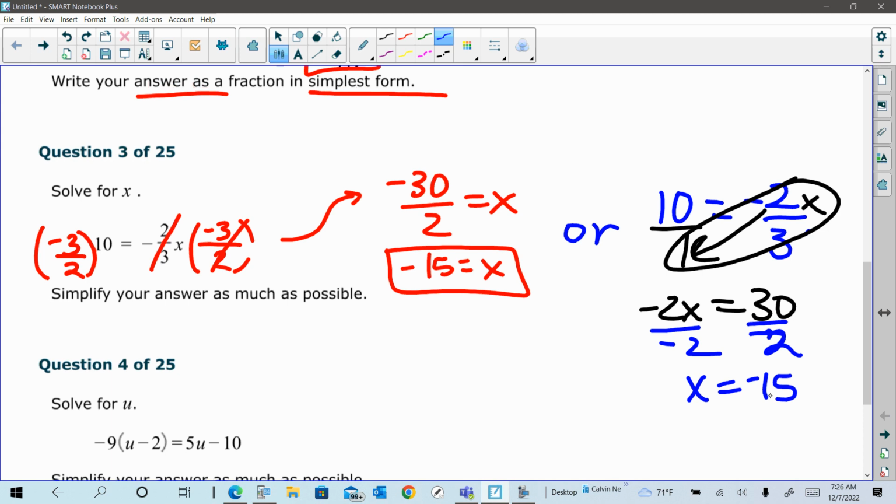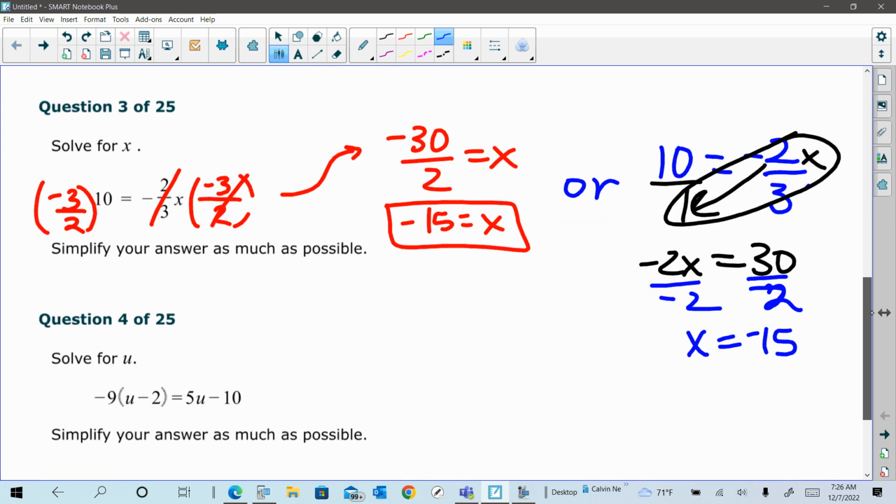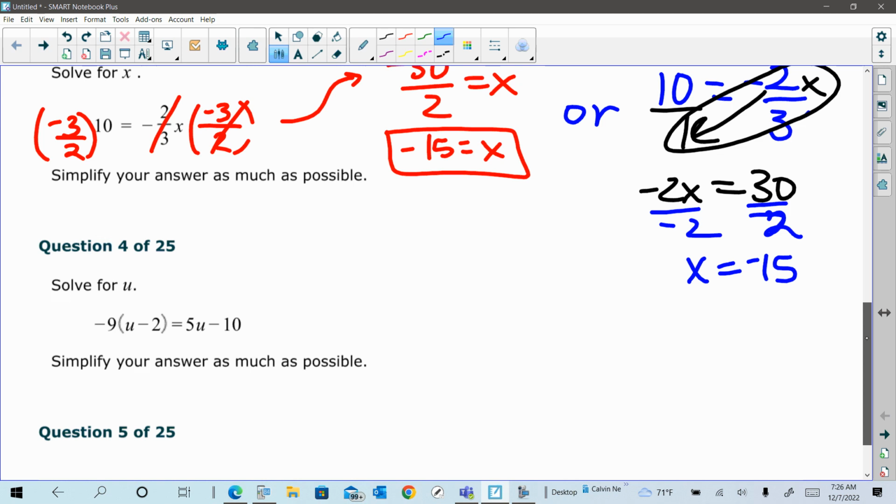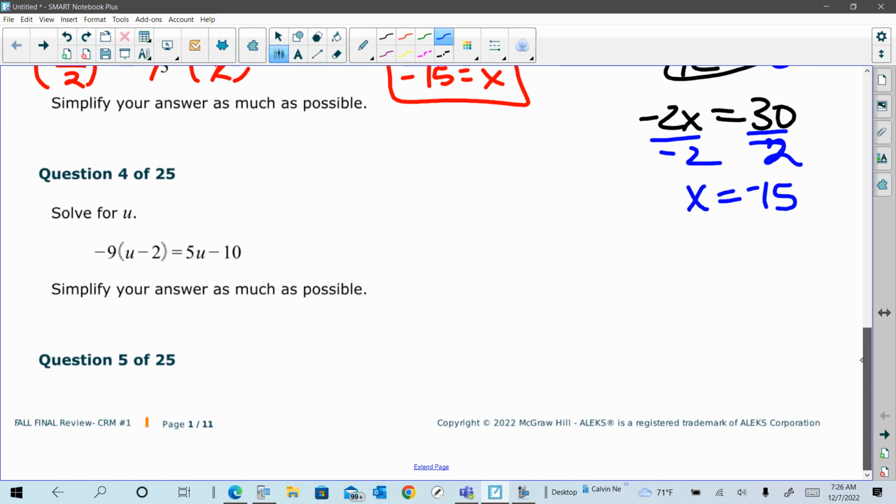So you're going to have one fraction equation or proportion, and then you're going to have a distributing to solve. So you need to be able to show that you can multiply the number outside the parentheses to inside. Make sure you watch your signs because it's -9, that -2. So this actually comes out to be -9u plus 18 equals 5u minus 10.